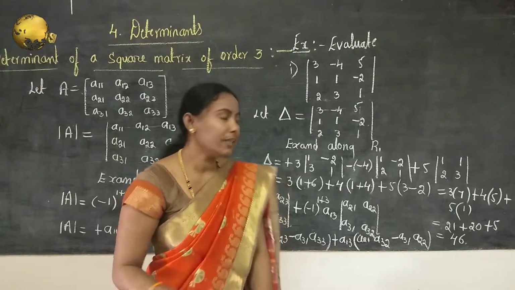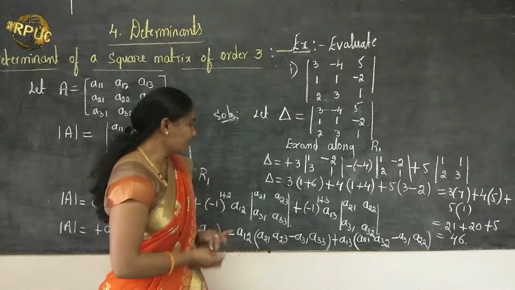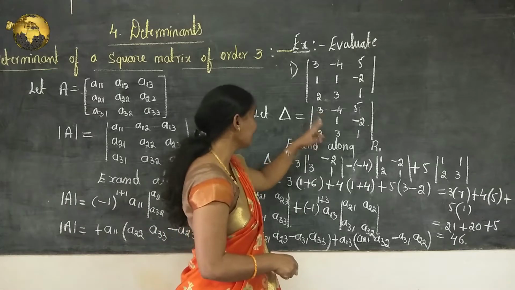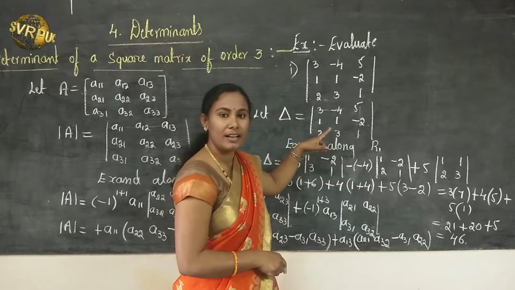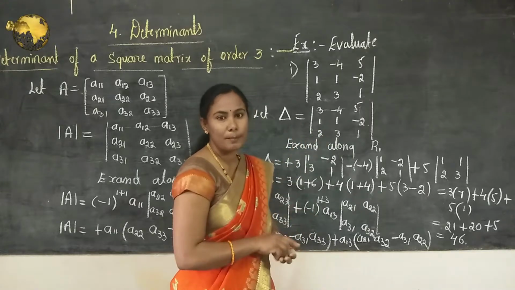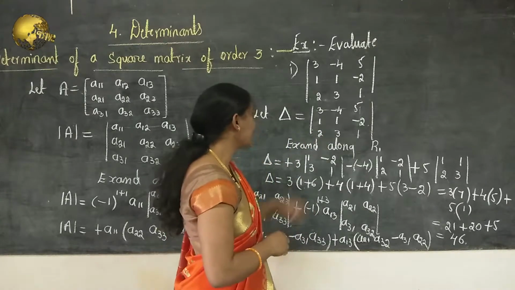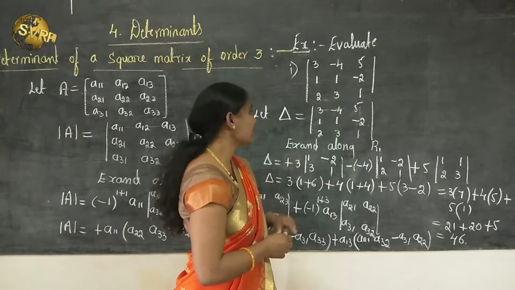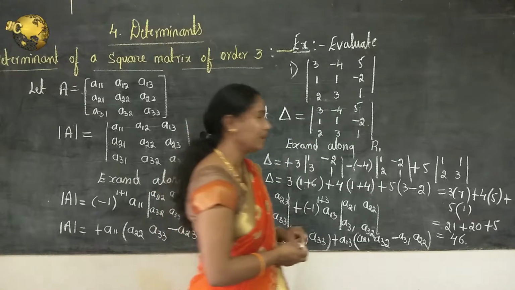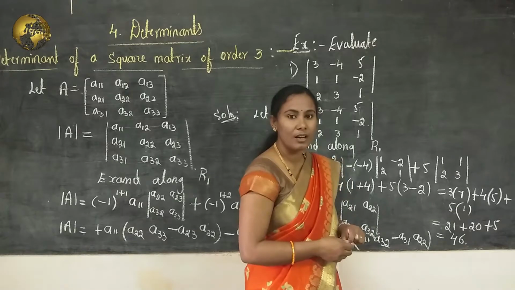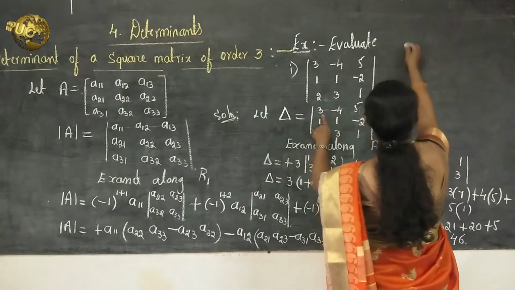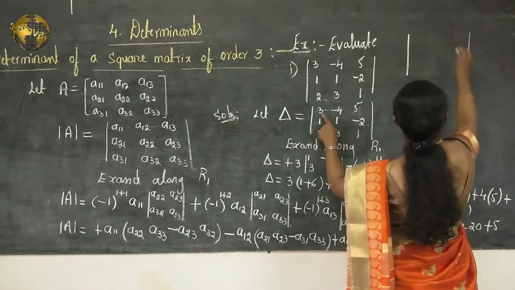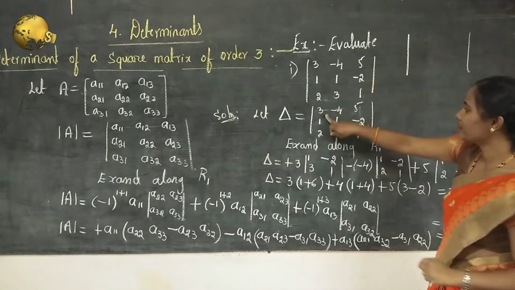Okay. And one thing we have to note down here. Instead of writing minus 1 to the power each time, we can fix the pattern. How to fix the pattern? We will fix the position sign of the element. So how to write the position sign? If the determinant is 3 cross 3, then we can fix the position sign.